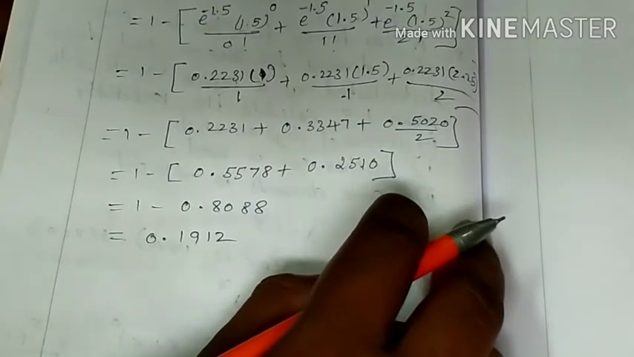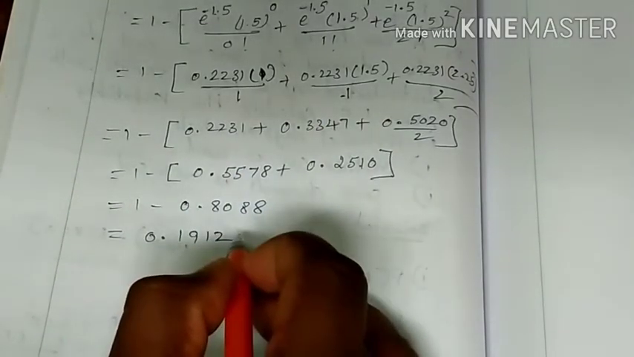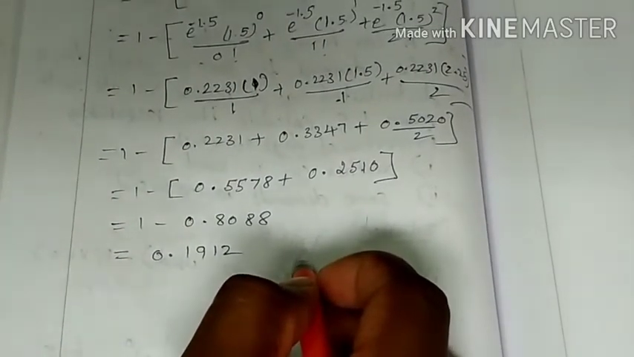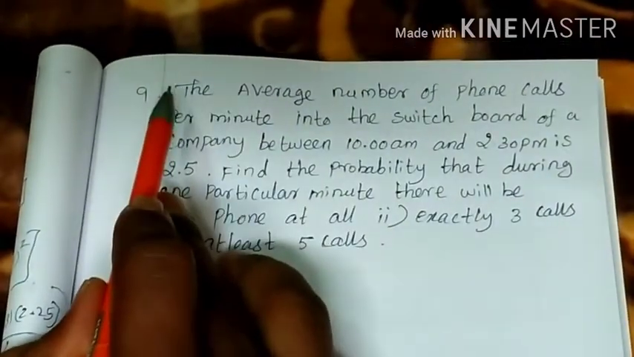Have you understood? This is the probability that some demand is refused. Have you understood? That's all for the second subdivision. Okay, dear student, next the ninth question.